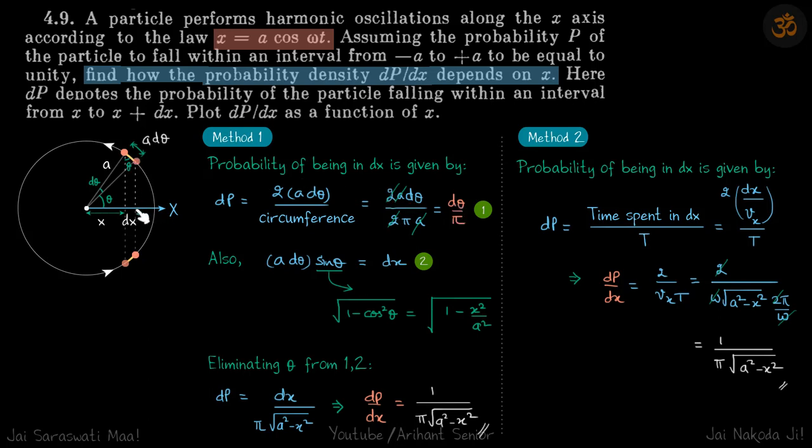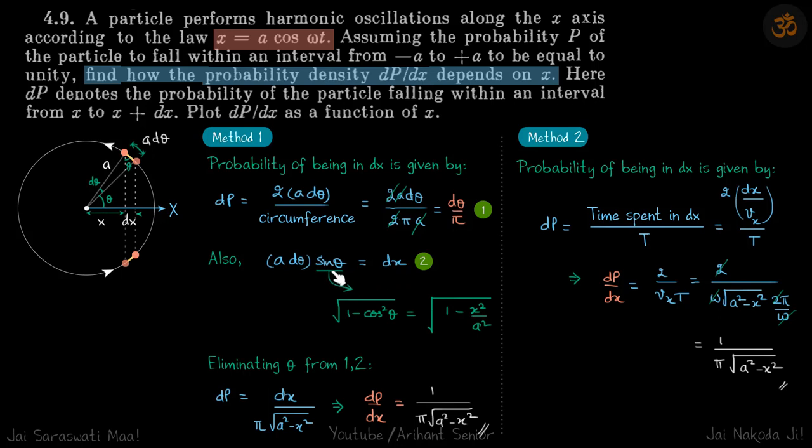Now we need the answer in terms of dp by dx. Even though this is a nice answer, dp by d theta is 1 by pi, let's find what they are asking. So dp by dx. We have d theta, but we want dx, so we can relate them. If this is theta, then this angle is also theta. So you can see a d theta sine theta is dx.